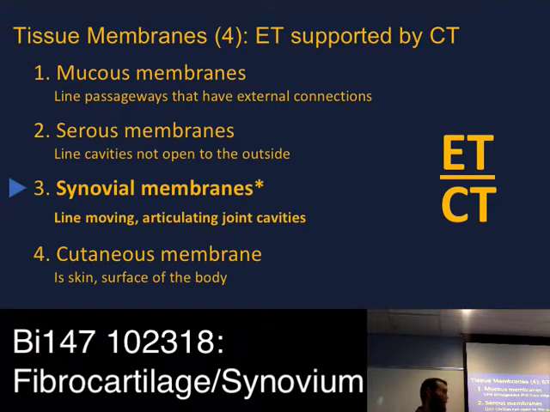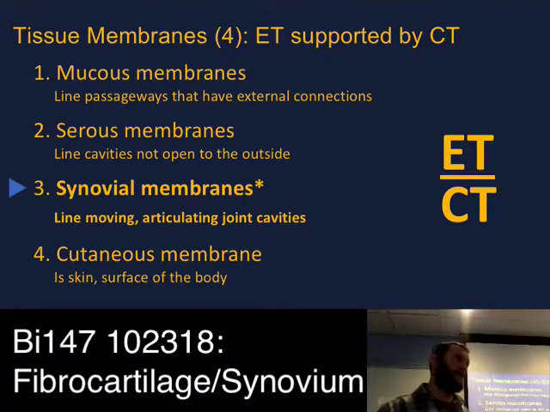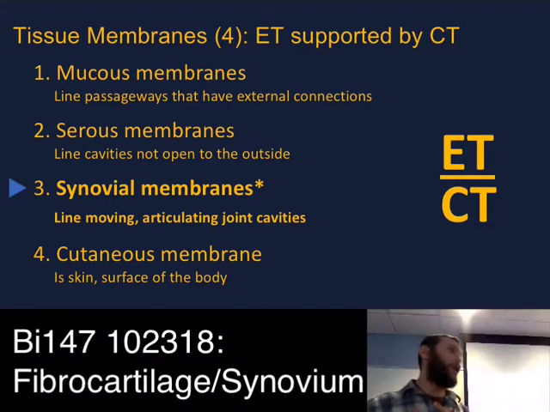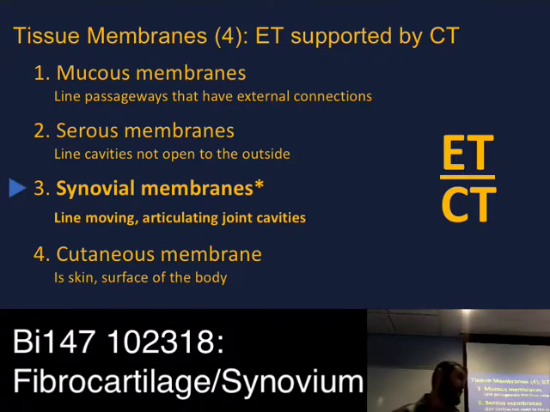Then serous membranes, these are membranes that line cavities that are not open to the outside, so like your pericardium or the pleura that surrounds your lungs, or the peritoneum, this membrane that covers all of your abdominal viscera. It's a serous membrane. The fourth is your cutaneous membrane, that's your skin.